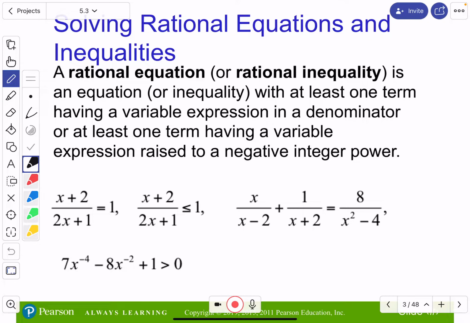All right. So solving rational equations or an inequality, it's just like solving an equation with one term having a variable. So if you have an equation or an inequality, you're going to solve them the same way. You just end up dealing with your final answer as a solution or an interval.